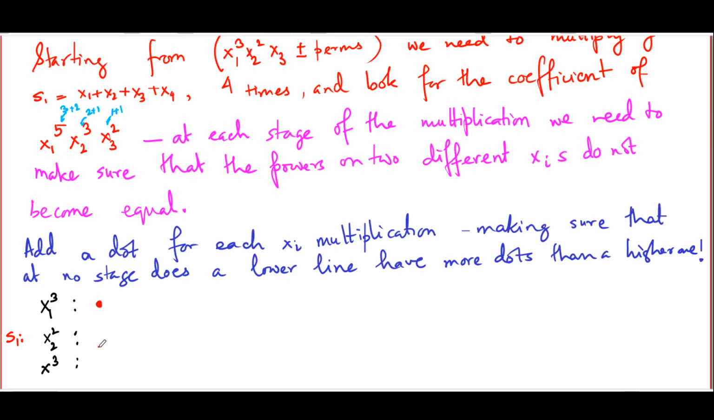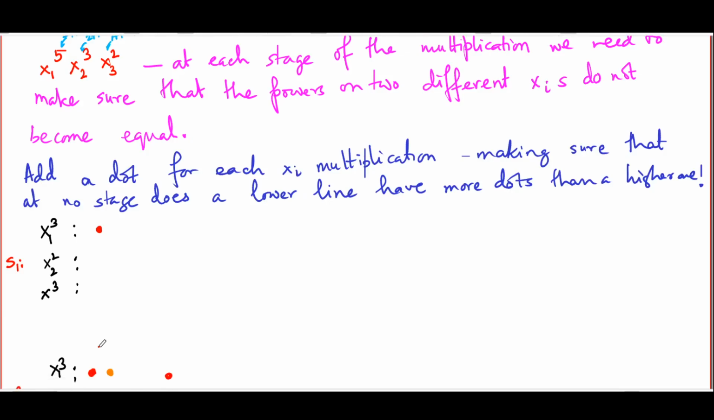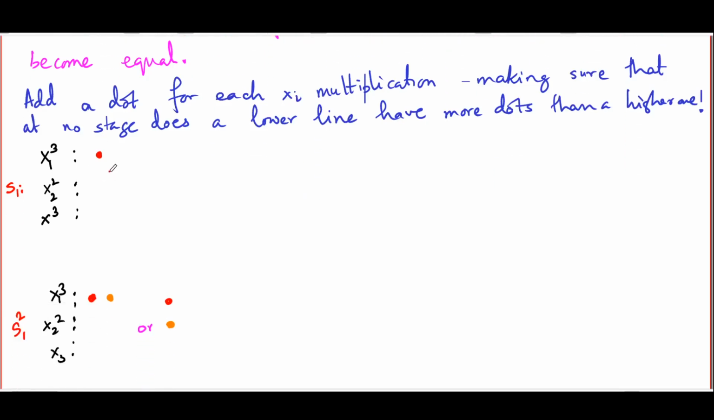Well, the next step will be multiplication by another S1. Again, we will place dots, orange ones this time. But now you can place one dot to the right of this. This will actually signify multiplication by x1 square, which is a valid thing to do. And also, now that you have one dot here already, in the next stage you can put a dot here, because now you are not violating the rule that at no stage will the lower line have more dots than the upper one. So the orange dot can also go here. So you can have this or this. This, of course, is what you get when you multiply by x2. Of course, you have already multiplied by x1 once, and now you are multiplying by x2 to get this.